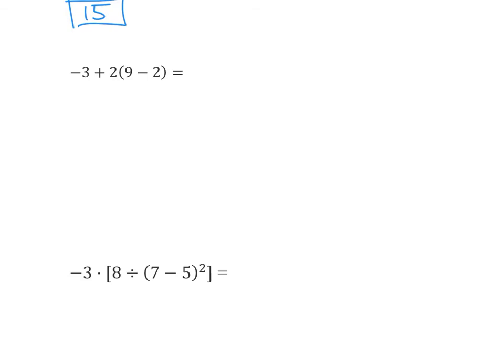Now we've got parentheses. First we want to take care of what's in the parentheses. So we'll just write the negative 3 plus 2. 9 minus 2, we get 7. Next thing we want to take care of is the multiplication. So 2 times 7 is 14. So negative 3 plus 14, we get 11. We get positive 11.